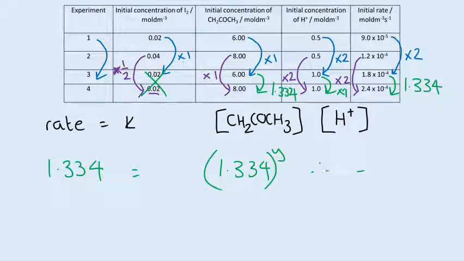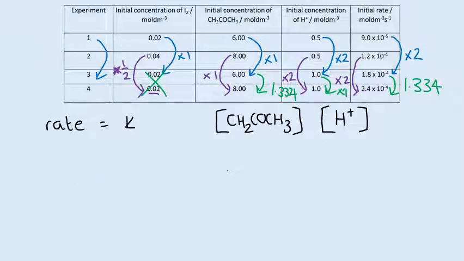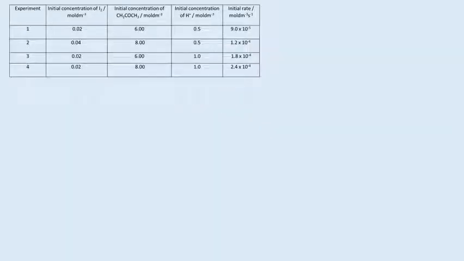So that took some working out, but my rate equation was first order with respect to CH2, CO, CH3, and first order with respect to H+. So there's my rate equation there. We've still got to now determine a value for the rate constant, and we've got to determine units for the rate constant. So let's have a look.